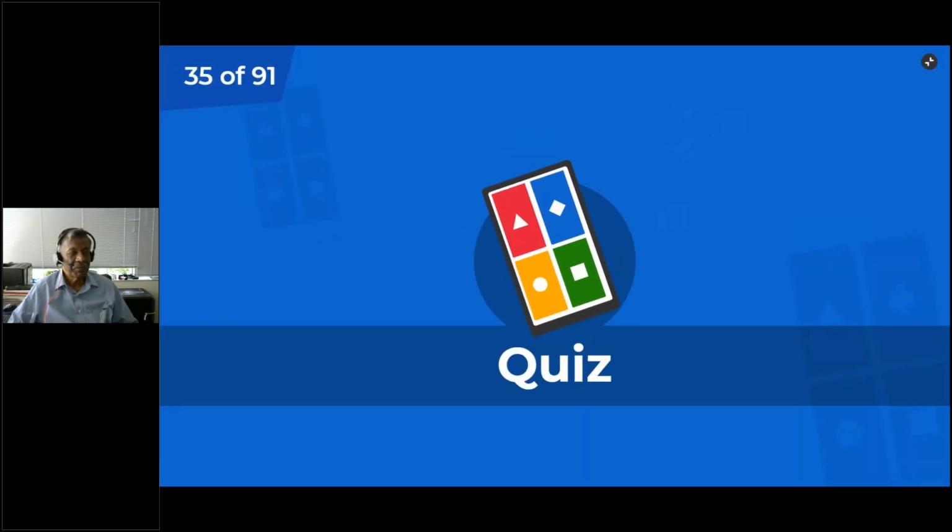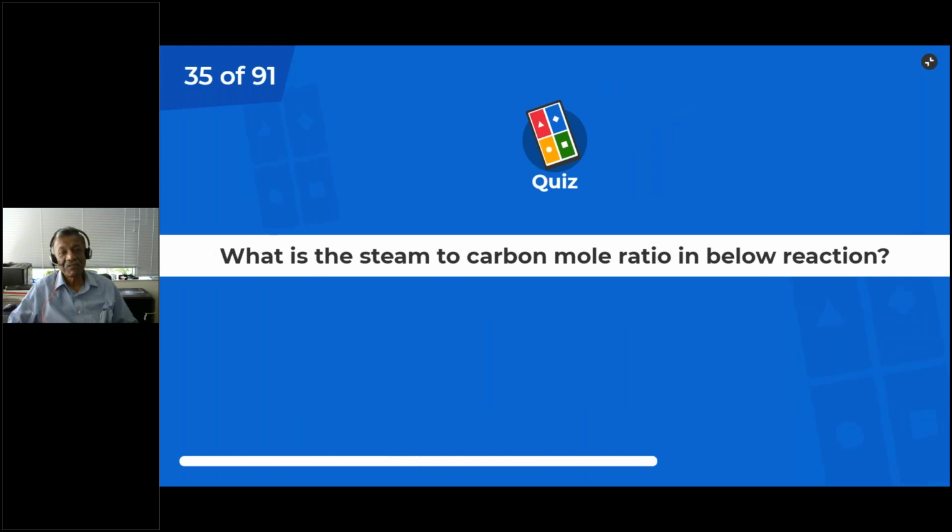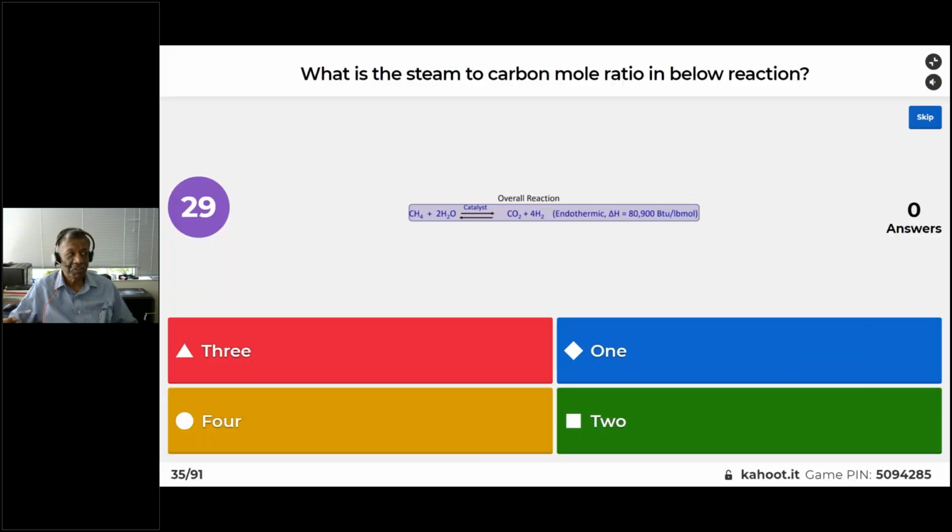But what happens is there is another reaction which is taking place, which is called the water gas shift reaction. And if we combine that reaction, we get 1 methane plus 2 water molecules going to carbon dioxide plus hydrogen. So we are generating more hydrogen because of the water gas shift reaction.